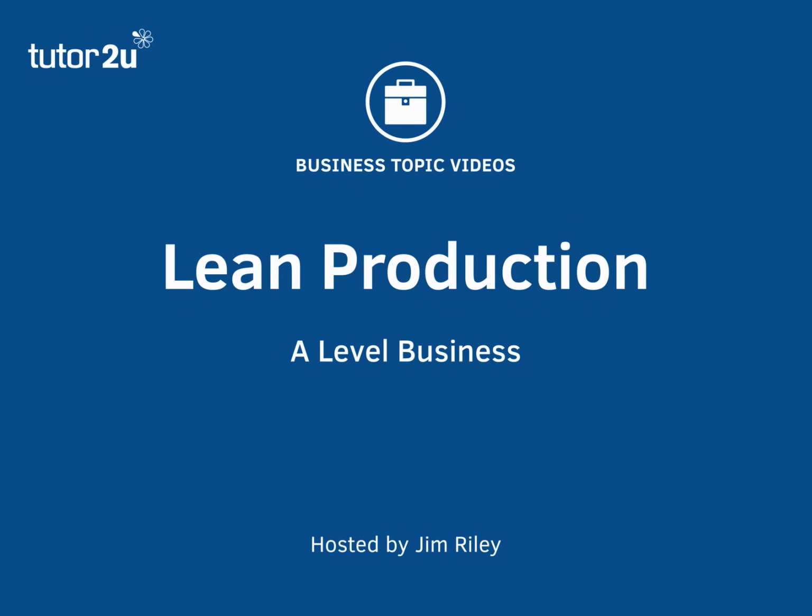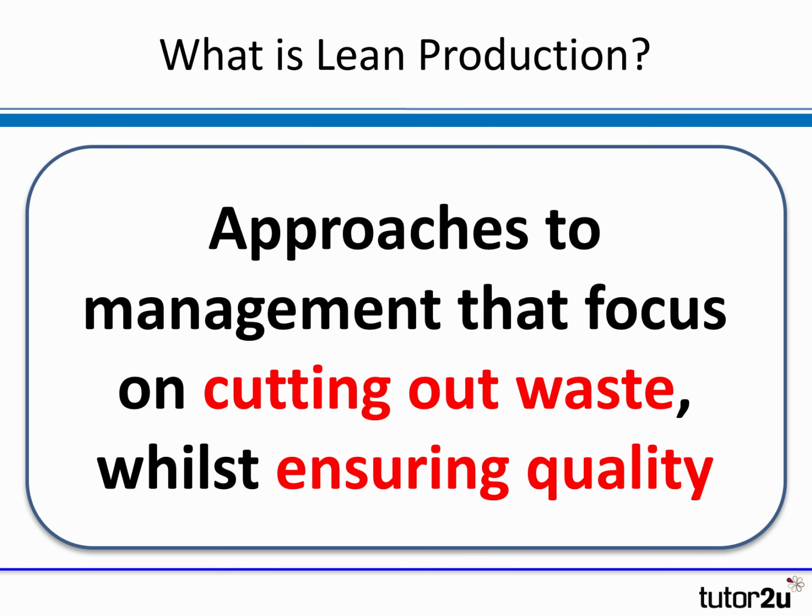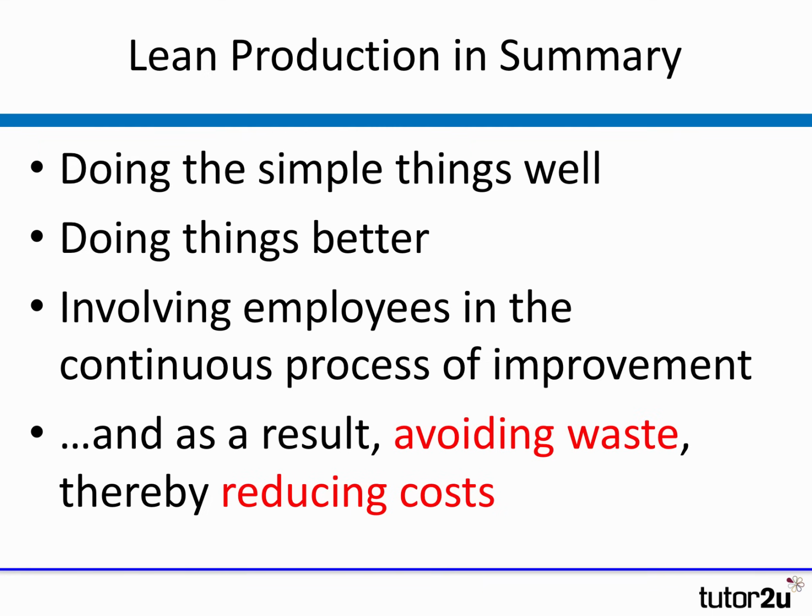Hi there. In this business topic video, we're going to take a look and provide an overview of a concept called lean production. Lean production is essentially a management approach, and the aim of lean production is to try to find ways of cutting out the variety of different kinds of waste in a business, but without compromising on product quality.